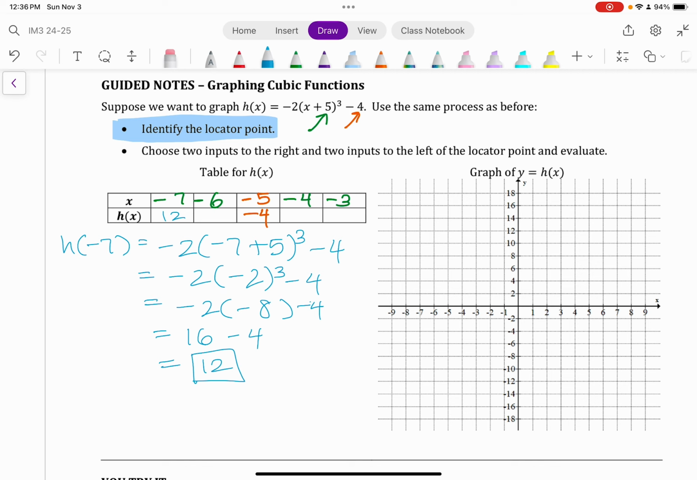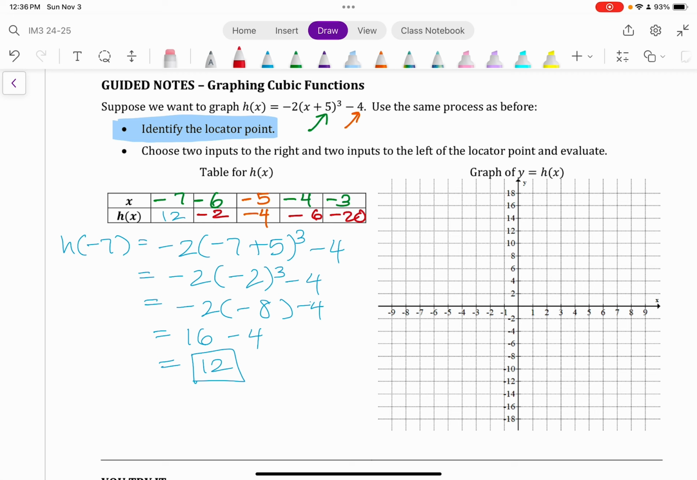Okay, so by now you should have solved all of these. I'll give you guys the chance to check your work. These are the outputs that you should have gotten. So for an input of -6, your output should be -2. For an input of -4, your output should be -6. And finally, for an input of -3, your output should be -20.